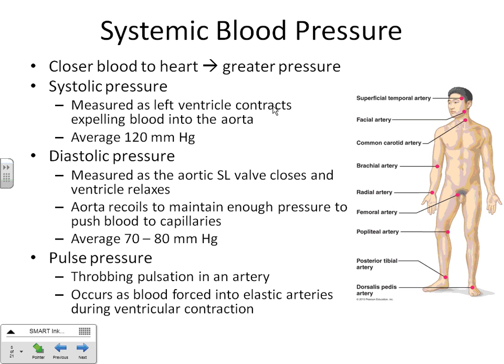Why would the top number be higher if it's the systolic pressure? Because the heart has just what? Contracted. So of course you're going to have more pressure, right? The blood is leaving your heart, so you've got to have a higher number. Okay? Normal is considered 120.